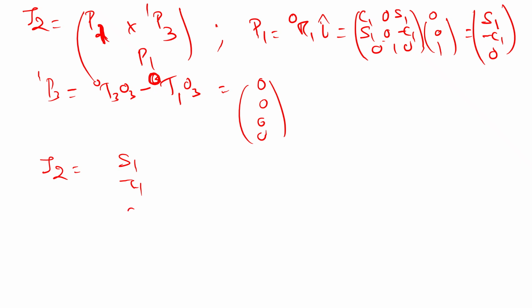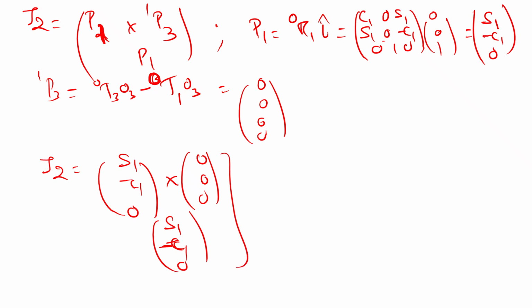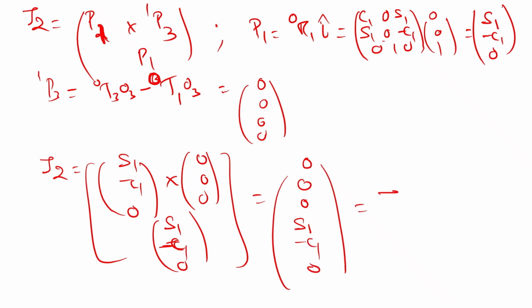S1 minus C1, 0, cross multiply, 0 0 0. Then here S1 minus C1. Minus C1. So when you cross multiply, this one 0 0, when you cross, it is 0 only. So 0 0 0. And then here S1 minus C1 0. So this is my Jacobian, my second Jacobian.